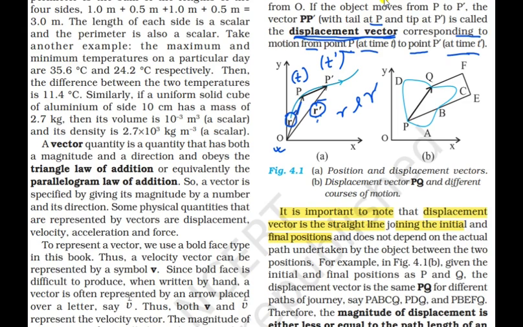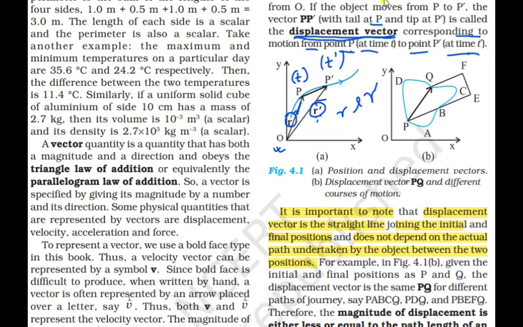The initial position here we can say is P, and the final position is P dash. So the displacement vector is the straight line. It always has to be a straight line joining the initial and final positions. Here we have to show only the displacement, so that's why we represent it by a straight line joining just the initial and the final position, and it does not depend on the actual path undertaken by the object between the two positions.